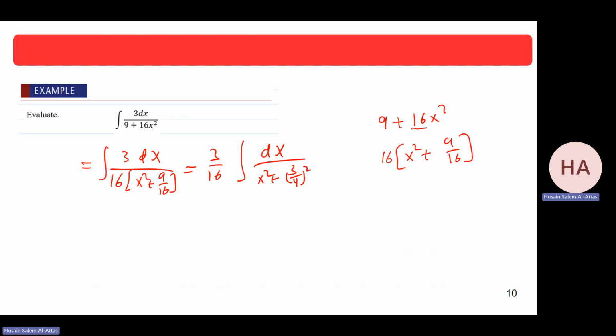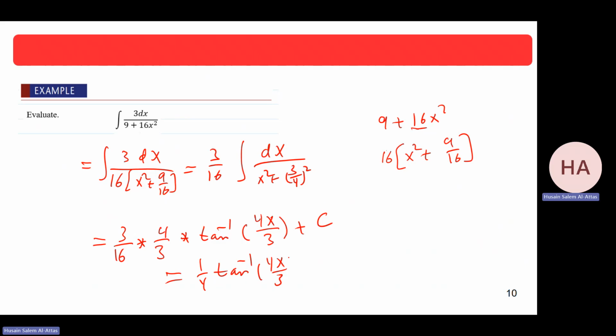So now it's very clear. This is ready now. So it will be 3 over 16 times 1 over a, 1 over 3 over 4, so it will be 4 over 3, times tan inverse x over 3 over 4, which is 4 over 3, plus c. So I'm getting what? 1 over 4 tan inverse 4x over 3 plus c. And that will be the answer.